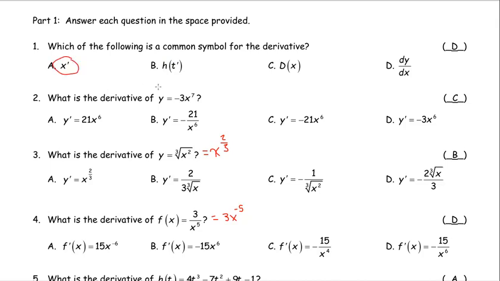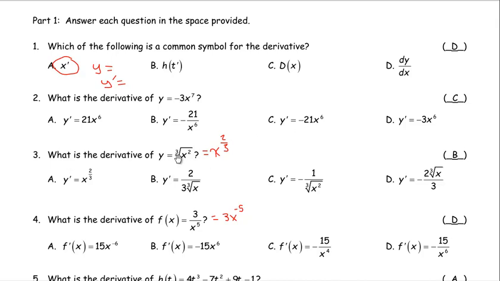And x prime is not a symbol for the derivative. X is normally reserved for the independent variable. So we often write functions in terms of y, and so in that case it would be y prime for the derivative. For the second one, what's the derivative of y equals negative 3x to the 7? So the 7 comes down and multiplies by the negative 3, which would be negative 21, and we reduce the exponent by 1 to 6. So C is the correct answer here, negative 21x to the 6.